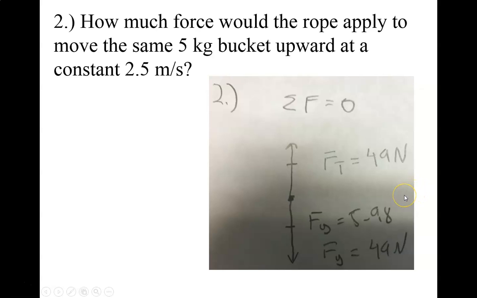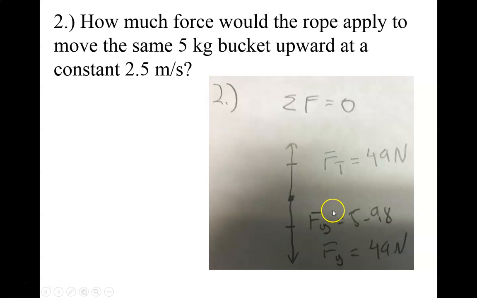How much force would the rope have to apply to move the same 5 kilogram bucket upward at a constant 2.5 meters per second? Okay, so in this case, we want to figure out what the net force is. So we need to know what my acceleration is. Well, it says we're moving upwards at a constant 2.5 meters per second. That tells me that my forces are balanced. Okay, so that's the tip-off that all of my forces cancel out.